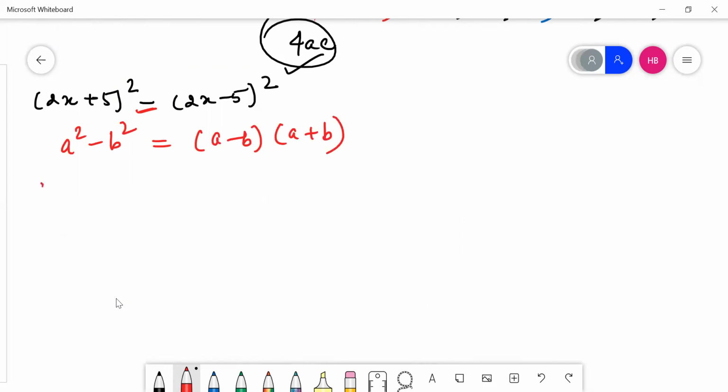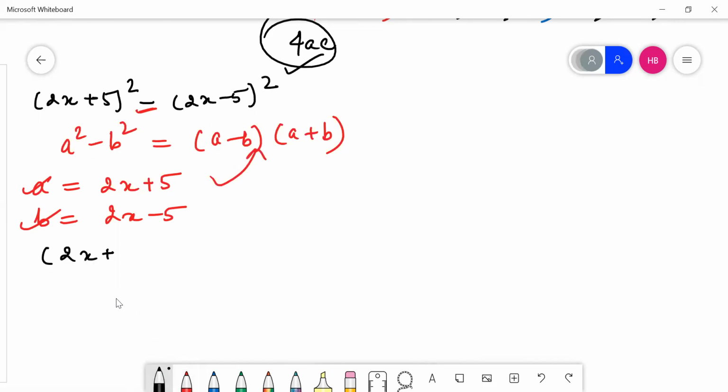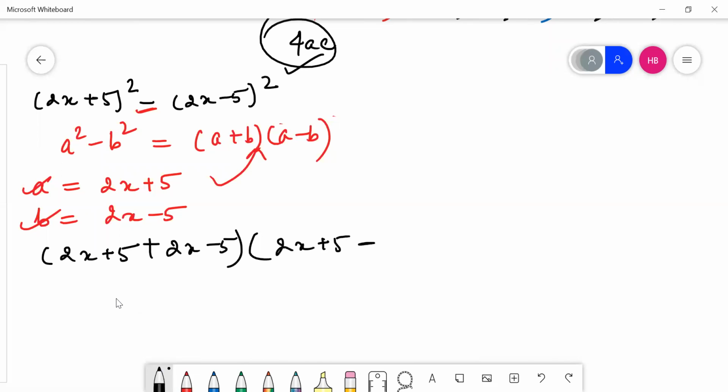Now what is a here? a is my 2x plus 5. What is my b here? 2x minus 5. So now let's use this to simplify. Let's put these values in this equation. I'll just write a plus b, a minus b, right? This is the formula. So (2x plus 5 plus 2x minus 5) into (2x plus 5 minus (2x minus 5)).